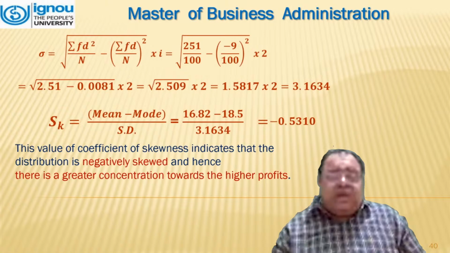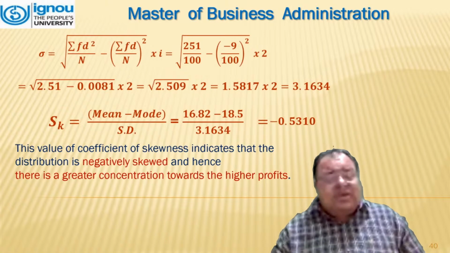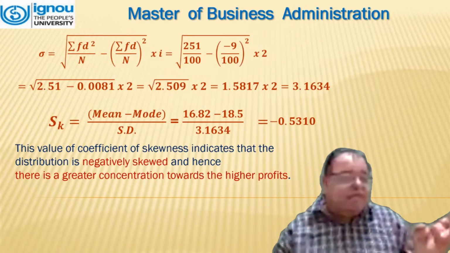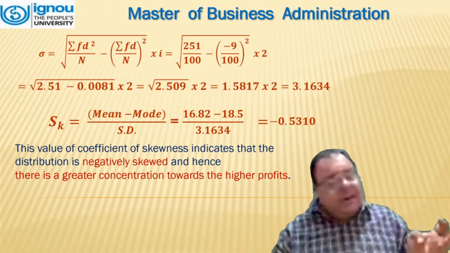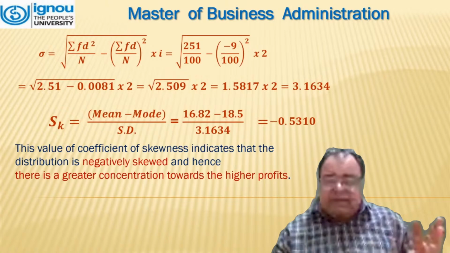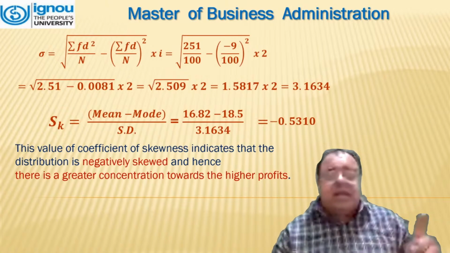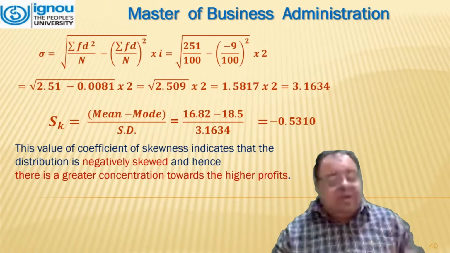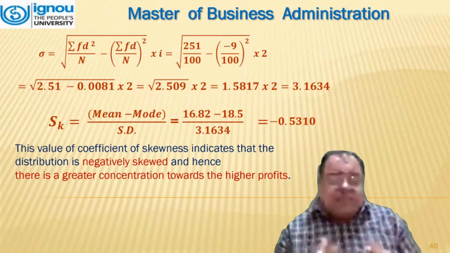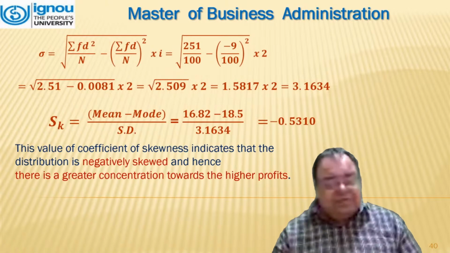After evaluation, it comes out to be 3.1634. Now, going back, we have mean, mode, and standard deviation. We have the Karl Pearson formula for it because we have to apply Karl Pearson in this problem. Sk is equal to mean minus mode divided by Sd. After putting in the values, we get Sk equal to negative 0.5310.